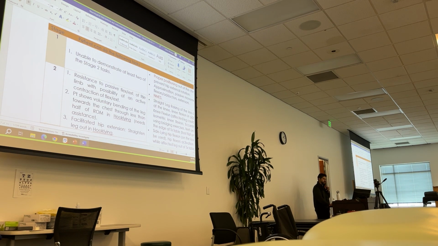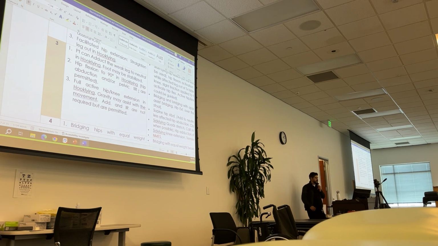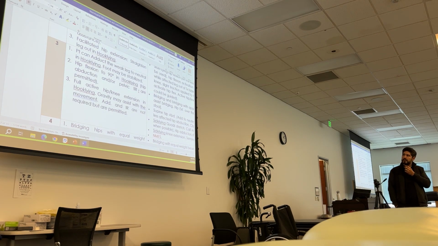Now moving to stage 3. The patient can adduct or abduct the weak leg to neutral in hook line. You may stabilize the foot. Patient can do hip flexion to 90 degrees. If they go with the movement like this way, I would allow it. Because we are still at stage 3. Anything here you could play with, do it.